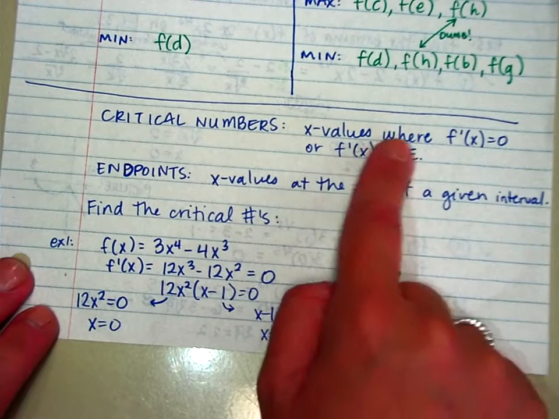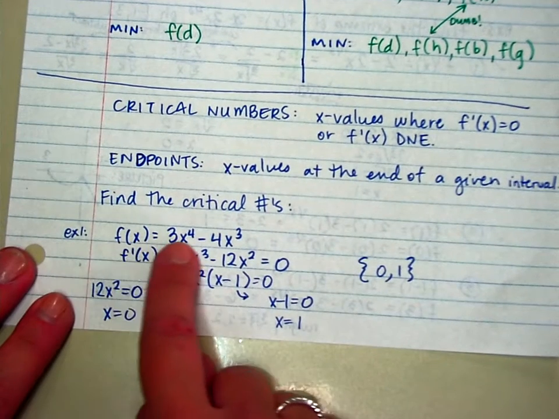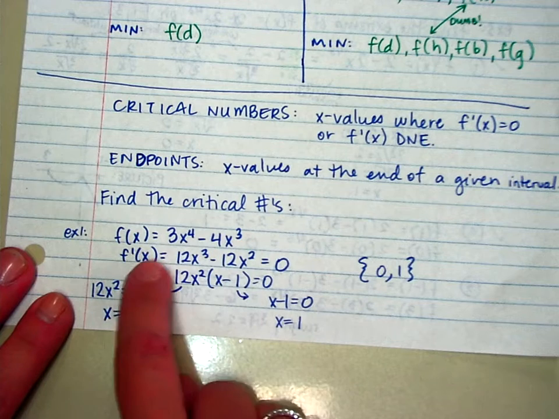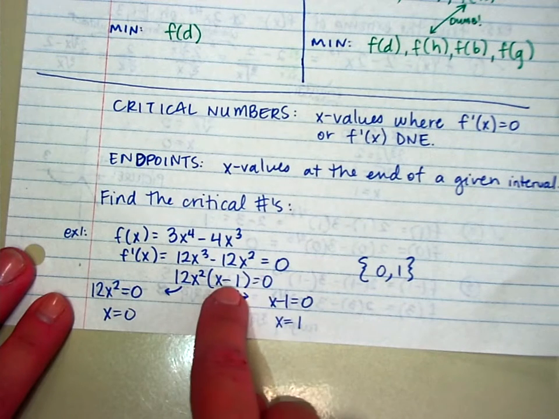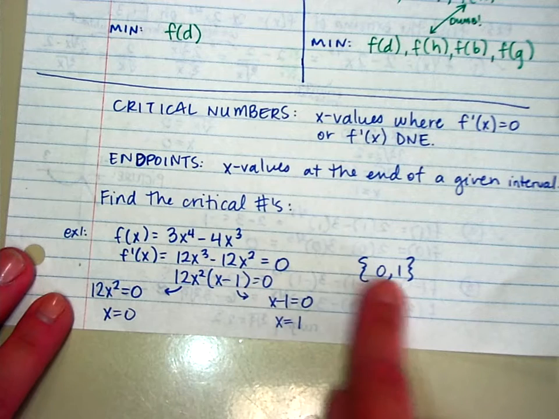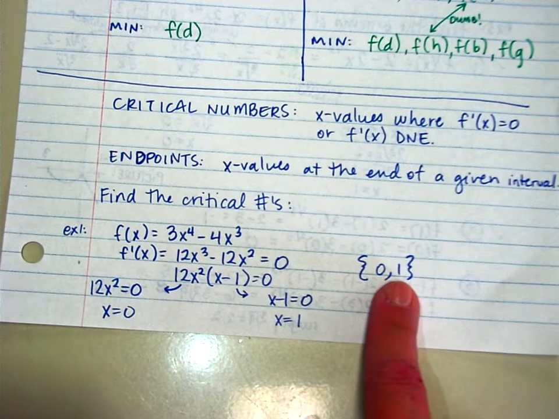So we looked for places where the derivative was equal to 0. In this case, it was a polynomial function that was given to us, so we simply took the derivative, set it equal to 0, factored it, wrote down our two solutions, and listed two critical numbers as 0 and 1. These are potential places where there could be extrema. That's why these critical numbers are really important to us.